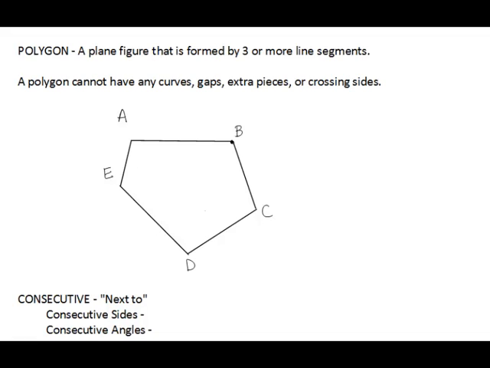Today's our first lesson on polygons. Okay, so we're just going to be going over the basics. Polygons have angles, they have sides. We're going to go over different types of polygons, starting with the definition. A polygon is a plane figure that's formed by 3 or more line segments.